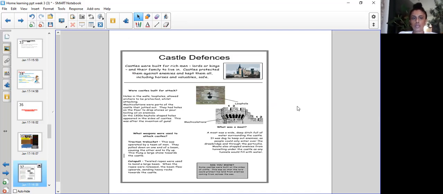This report talks about castles, why they were built, were they built for an attack, what weapons were used to attack castles, because they're such big buildings. So if you have a think about Windsor Castle, what weapons would be used to attack Windsor Castle? It also gives some information on what a moat is, and a little box underneath which says, did you know? Did you know some castles were built on the sides of cliffs? This was so that the Lord could protect his land from enemies coming from across the sea.